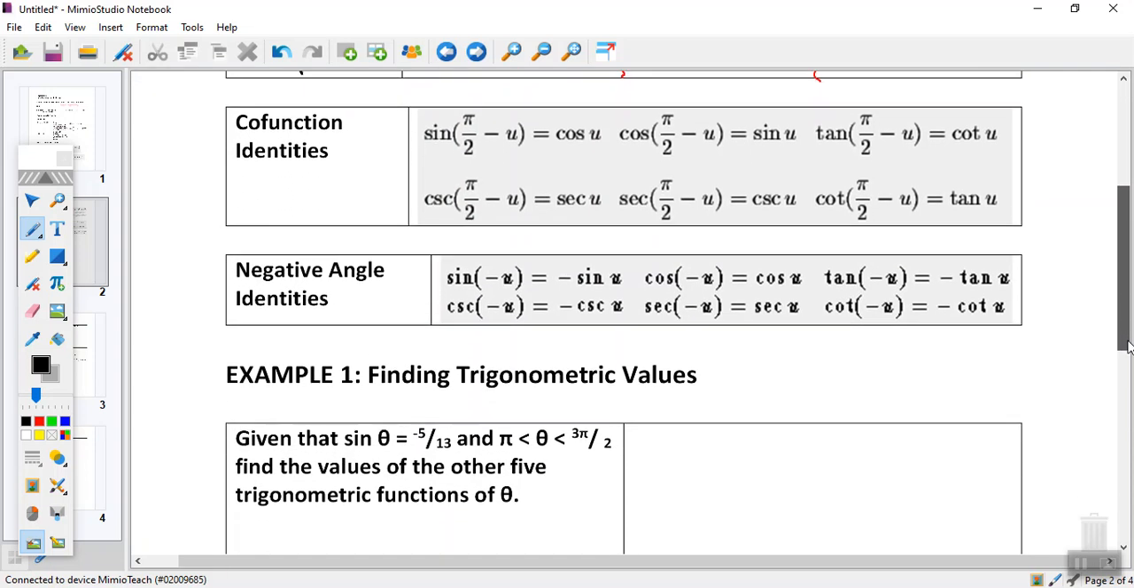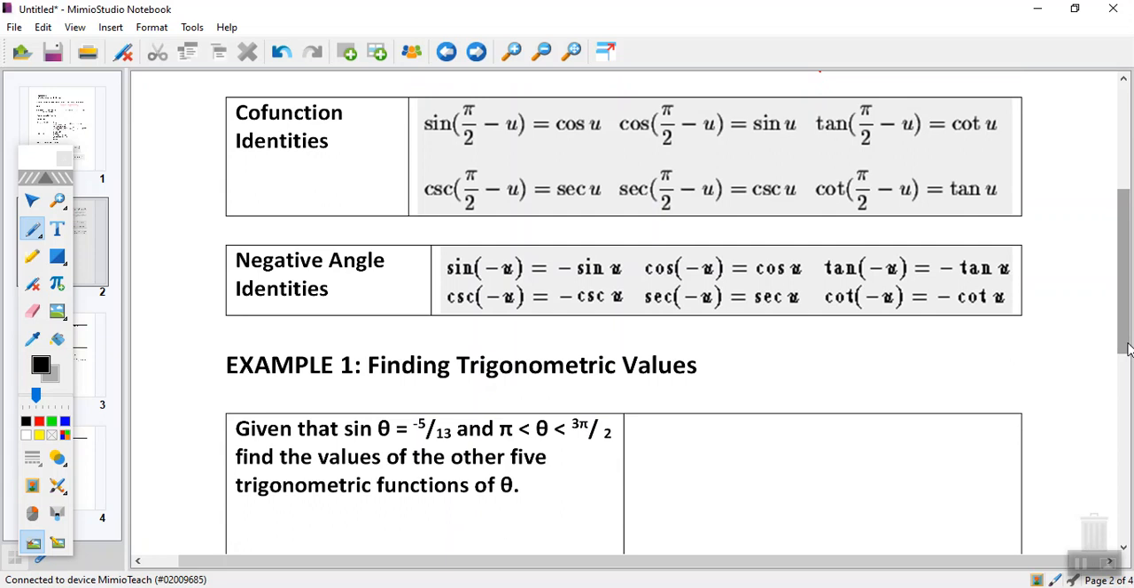There's also some cofunction identities. Now guys, what value do you see in all of these? U. Pi over 2 shows up everywhere, right? The giveaway for a cofunction identity might be what value exists within the parentheses. Let me show you what they're talking about right over here. What's the first identity they give you? Sine. They say the sine of pi over 2 minus u equals what? Cosine.